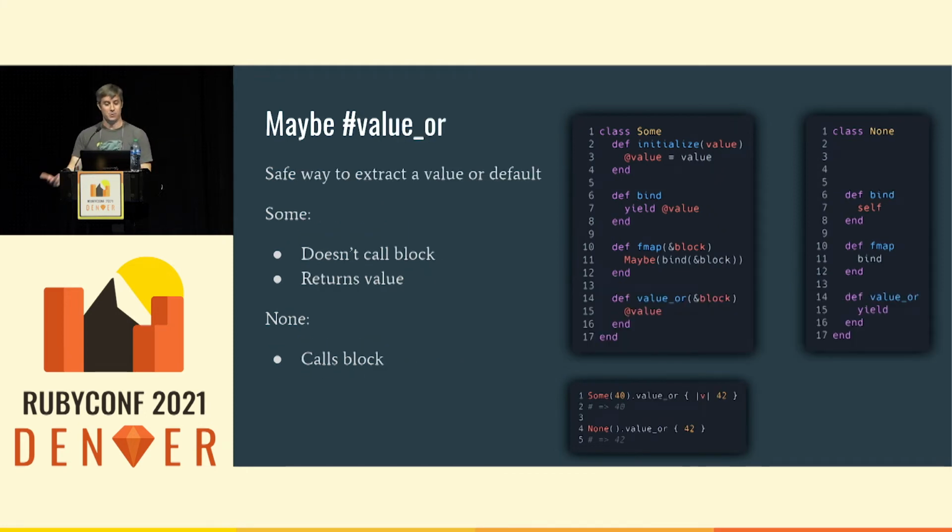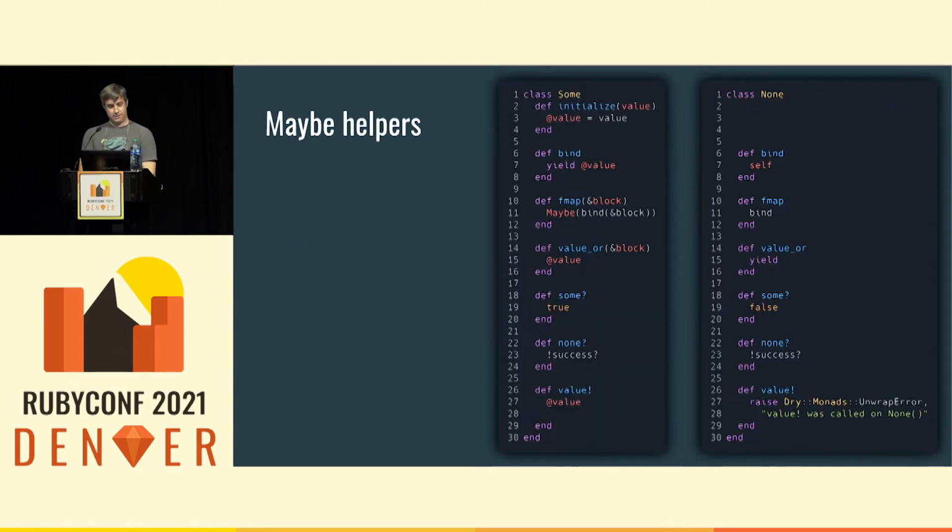The last one is value_or. It's the opposite of bind and fmap, and the safe way to unwrap the value in the Some. For None, it calls the block and returns that instead. It implements a few other methods, the inspectors like some? and none? with question marks, and you can check what kind it is. There's also an unsafe value! bang method that unwraps the Some and returns the value, but it raises an exception if you call it on None. So it's really only useful if you've already verified that it's a Some.